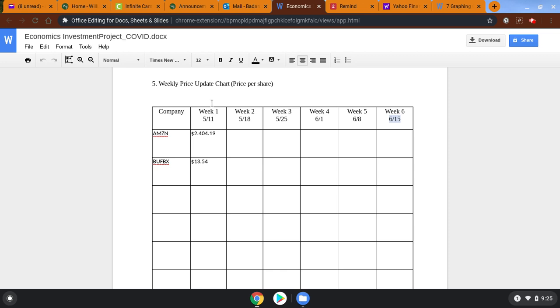So for this first week, 5/11, it's very easy. It's going to be a lot of just cut and pasting, right? You're going to put your company names, all the ones you invested. So I have my 2 examples of Amazon as a company. My mutual fund is Buff BX, but you might have Ford, you might have Visa, you might have Apple, you might have some Pfizer drug company, whichever companies you've decided to pick to invest in.